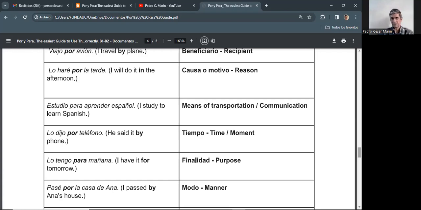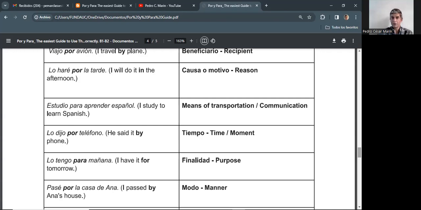Let's say that you live in the United States, you live in Scotland, and you need to move to Spain because you need to work, you need to move to Venezuela because you found a job. That will be a reason. So, necesito aprender español por mi viaje a Venezuela, por mi nuevo trabajo. That's a reason. But here, estudio para aprender español. I'm studying in order to learn Spanish. So this one is purpose. That's why we are using para.